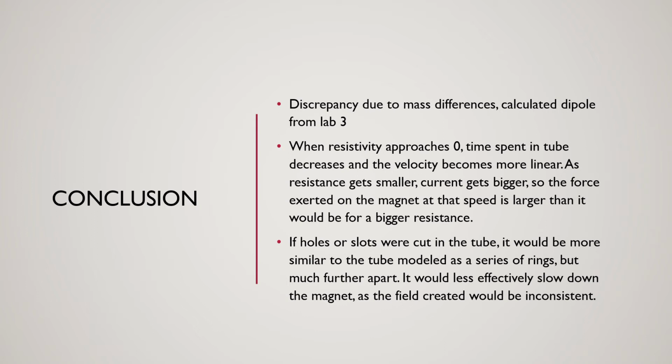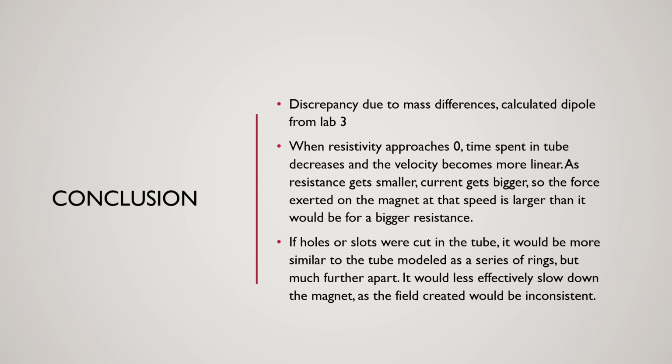If the resistivity were to go to 0, the time spent in the tube would decrease and become more linear. As resistance decreases, current increases, so the force exerted on the magnet at that speed is larger than it would be for a bigger resistance.